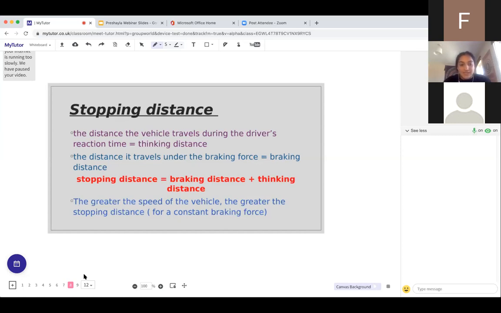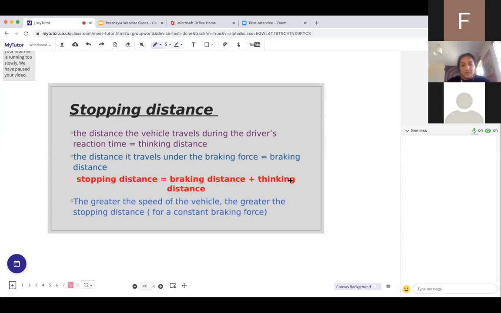So stopping distance, it's all about this idea of stopping distances. How long does it take for a car to stop? And you can imagine this is obviously a very important topic because it can be very dangerous if we don't properly understand how long it's going to take for us to stop our car.